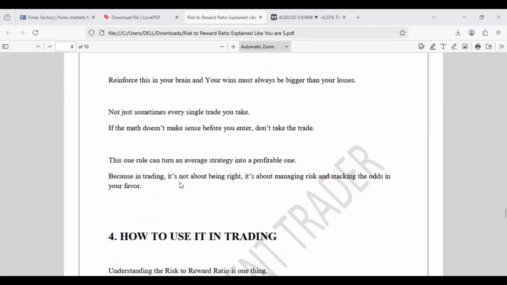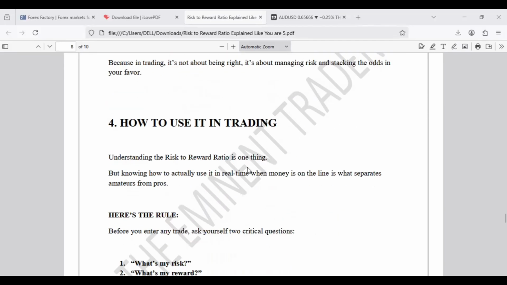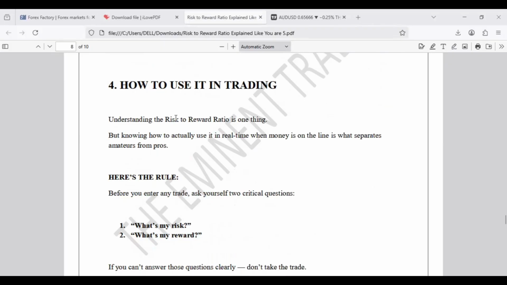Because in trading, it is not about being right. It's about managing your risk and stacking the odds in your favor. And trading can be very, very brutal. Do you get? So how do you use this in trading? You need to understand the risk to reward. That risk to reward ratio is one thing, but knowing how to actually use it in real time when money is on the line is what separates amateurs or beginners from the professional traders.